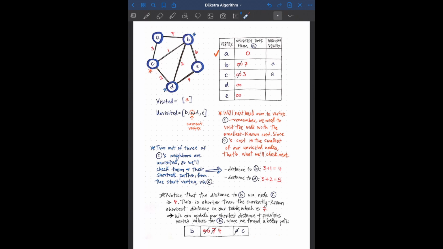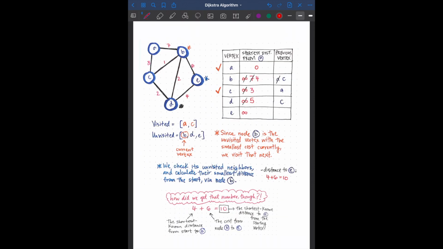Notice that the shortest distance to B via node C is actually 4. This is shorter than the currently known shortest distance in our table, which is 7. We can update our shortest distance and previous vertex value for B since we found a better path. So we will update the value to 4 and change the previous vertex to C, and we will mark C as a visited vertex.